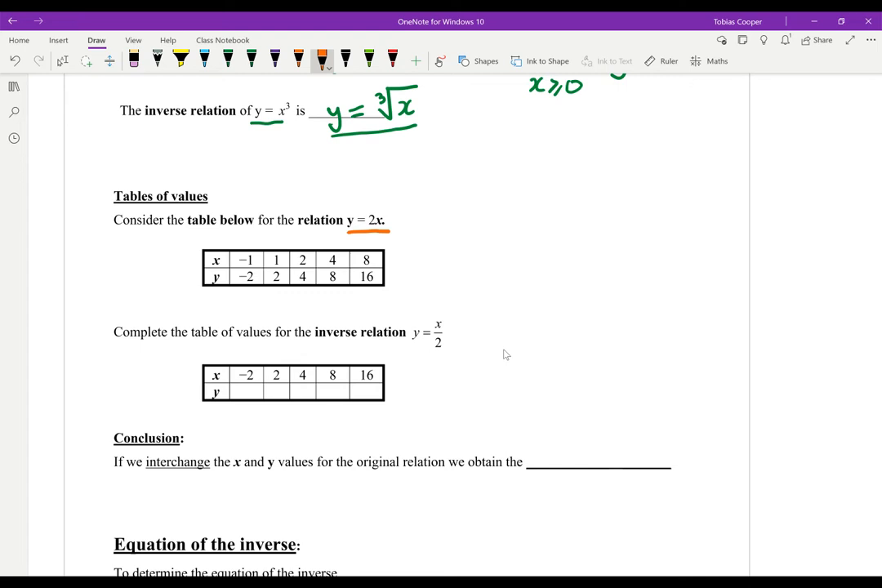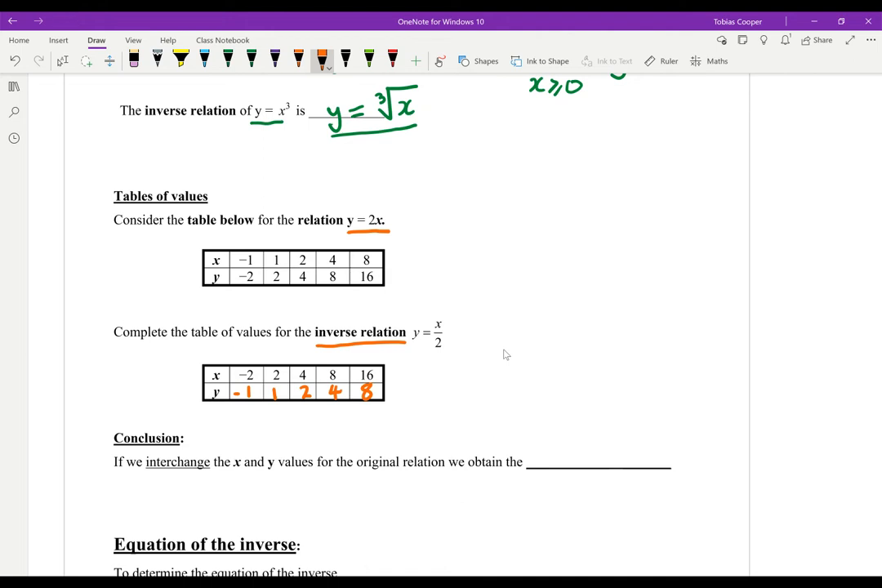Now let's look at the table of values of the inverse relation y equals x over 2 and then see what's happened. So when x is minus 2, we put that into the equation, we get negative 2 over 2 is negative 1. And we put x equals 2 into here, we get 2 divided by 2 is 1. And we put x equals 4 in there, we get 2. And so on. So we're just halving the x values here. So it's going to be 4, and that's 8.